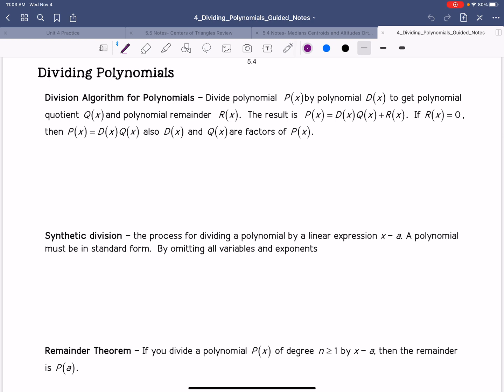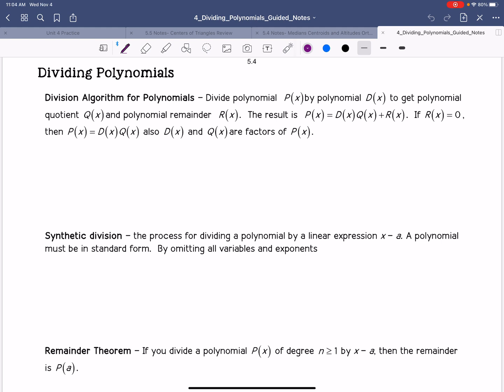If you divide a polynomial p of x, and remember p of x just represents any single polynomial, by a different polynomial d of x, remember we use p and d just to differentiate the two different polynomials, to get a polynomial q of x, which is the quotient, and a polynomial remainder r of x. Okay, so the result is p of x, your original polynomial, is equal to whatever you divided by, d of x, times the quotient, q of x, plus the remainder r of x.